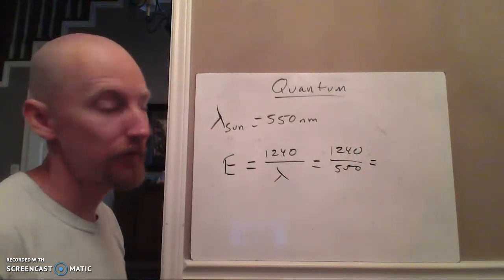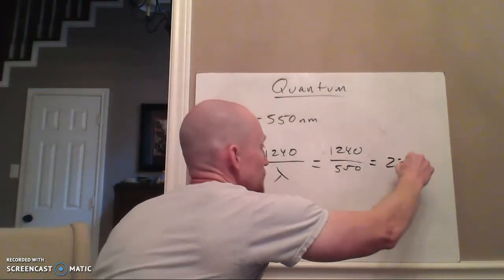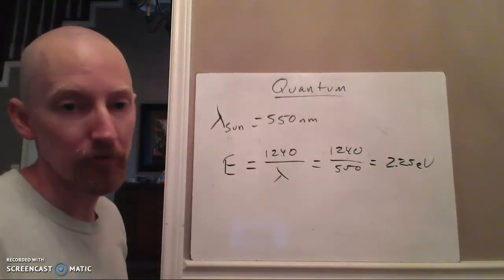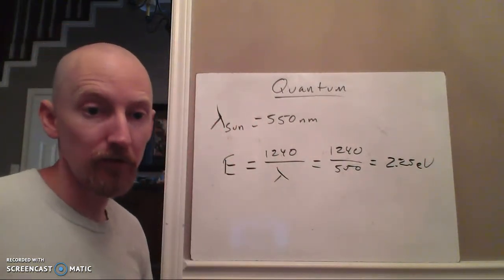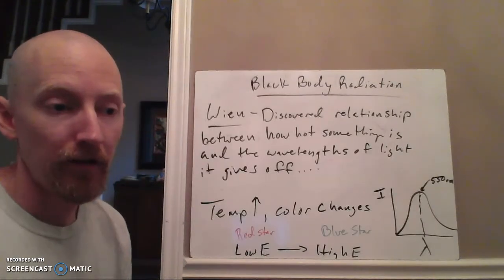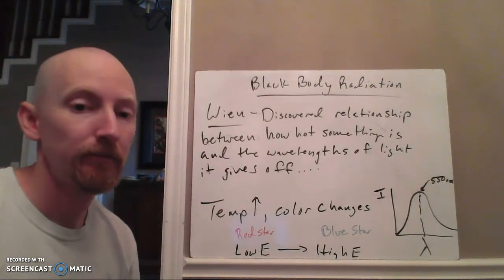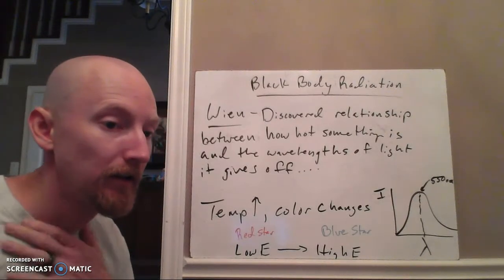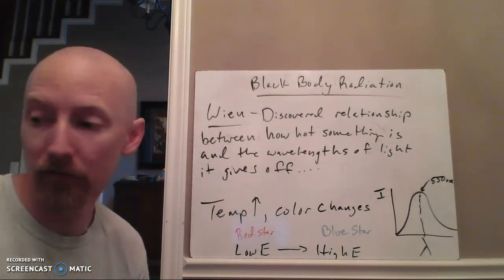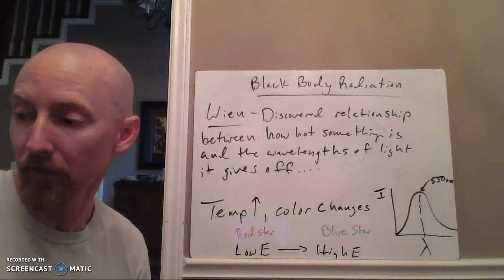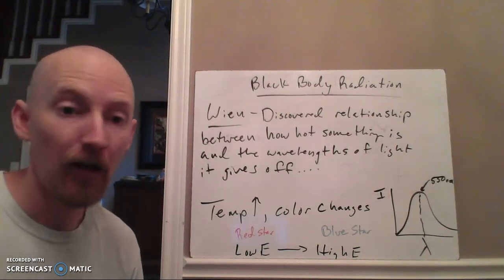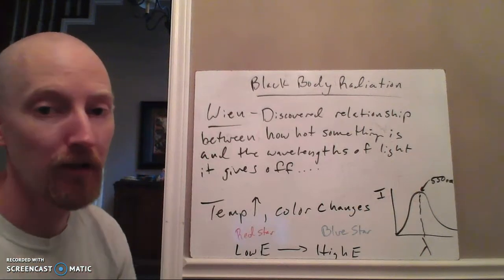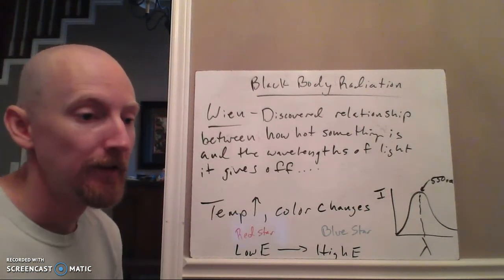Well, 40 over 550 is around 2.25 electron volts, 2.25, and we can use this. All right, so speaking of the sun, the sun is something we actually call a black body. These are objects that absorb wavelengths of light, and the sun's odd because it also, of course, gives off a lot of wavelengths, but it's something that's going to absorb a lot of wavelengths too.